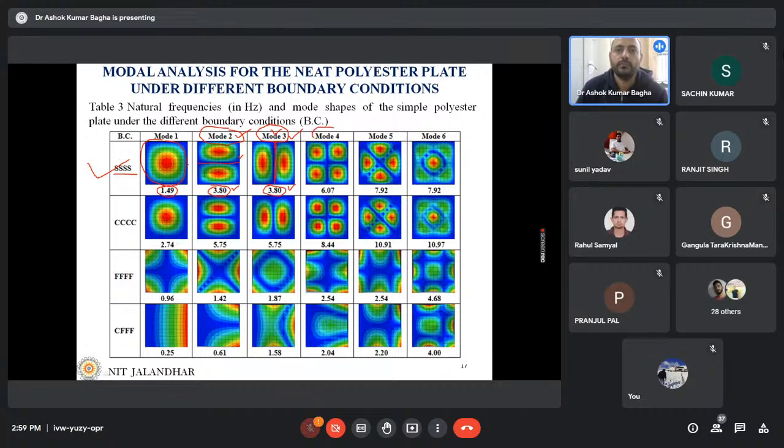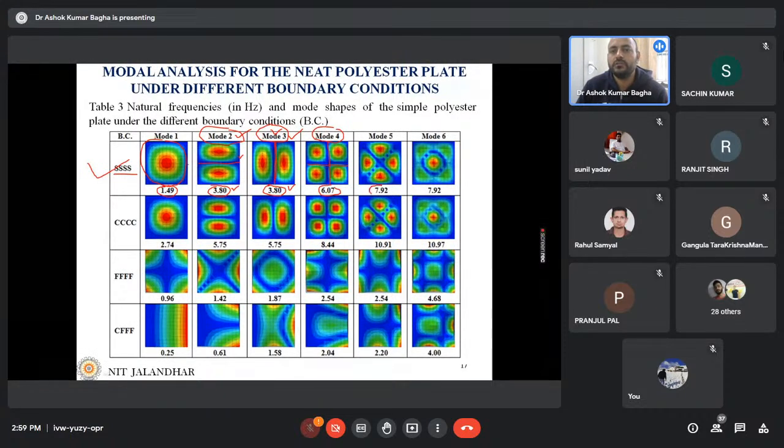This is mode number 4 at the frequency 6.07 Hertz. How many nodal lines? There are 2 nodal lines. This is nodal line 1, and this is nodal line 2. You will see that in the first mode there is no nodal line, in the second mode there is 1 nodal line, and in the third mode there are 2 nodal lines.